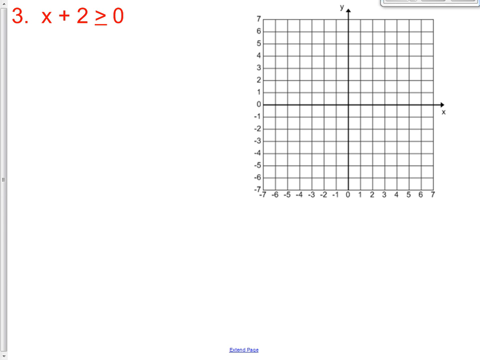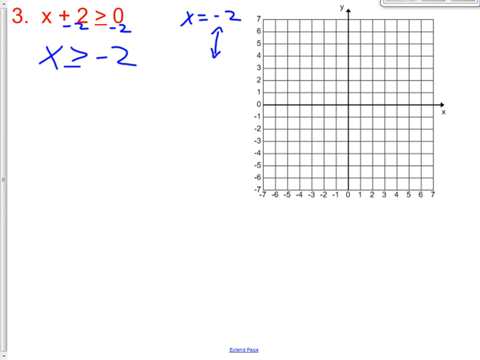x plus 2 is greater than or equal to 0. Notice how there's no y variable. If there's no y variable, let's isolate x. So it means that x is greater than or equal to negative 2, because I'm going to subtract 2 to get it onto the right side. So if x equals negative 2, that is a vertical line, is it not?